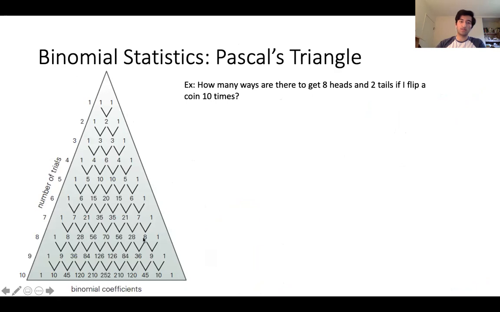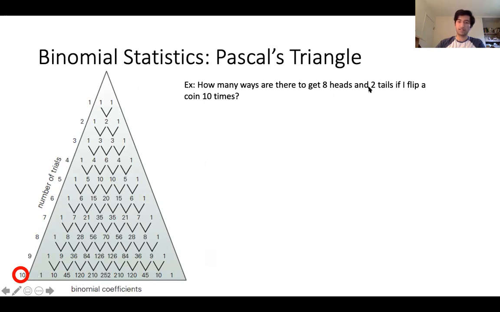The way that we can use Pascal's triangle is to first recognize that if we're flipping a coin 10 times, then that refers to the number of trials. So we will look at just this row here, which is 10, corresponding to the number of trials. And then we'll ask ourselves, if we have 8 heads and 2 tails, this is the same as either looking at, so this is 0 indexed, so I could either look at 0, 1, 2, the second element here, or I could look at the 8th element to get the multiplicity.